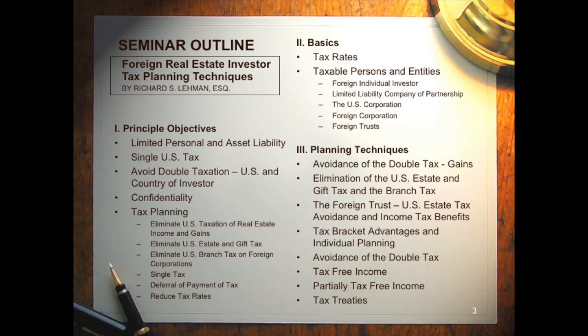First, they have limited personal and asset liability. They don't want to be exposed for money and have to go through bankruptcy and anything like that. Next, they want a single U.S. tax to pay. Third, they want to avoid double taxation. They don't want to pay a U.S. tax and a tax in their own country. On top of that, they want to pay a tax that covers both countries but does not duplicate.